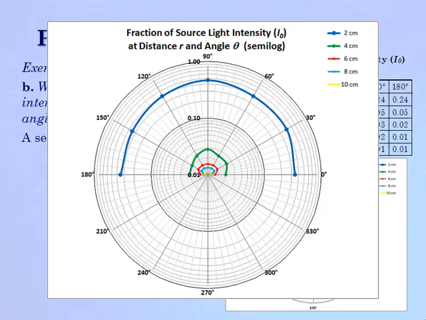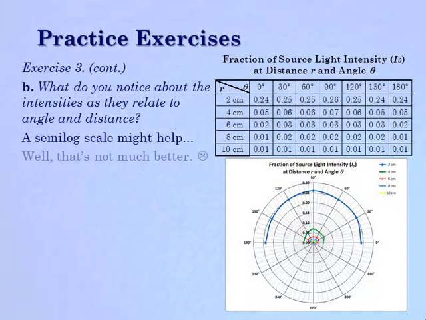In addition to the relations between the close distance and the farther away distance, you'll notice that it's not uniform. There's a little bit greater intensity that's evident right out in front as it is off to the sides. So you can see a little bit of a forward favoring of our light source.